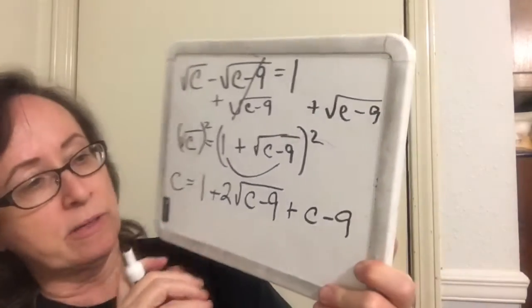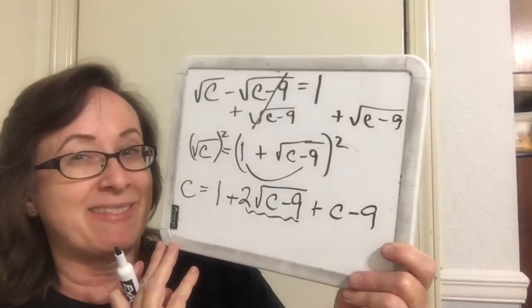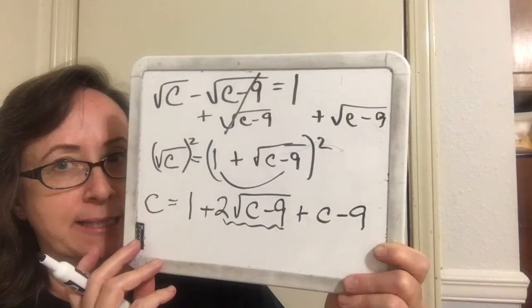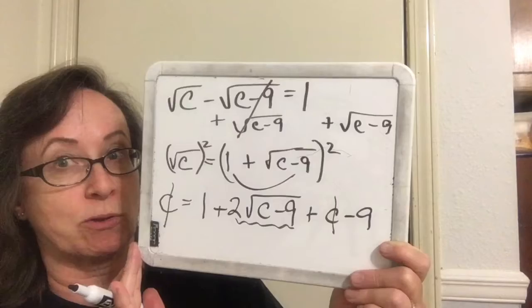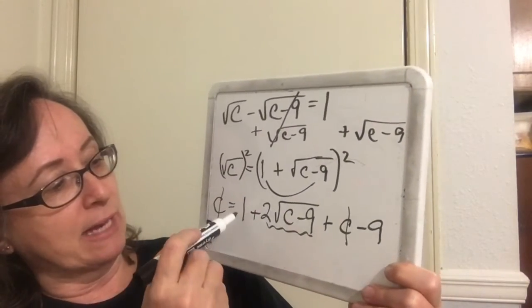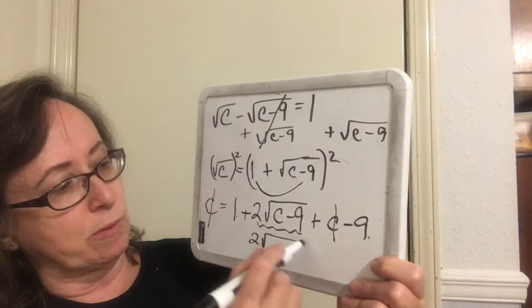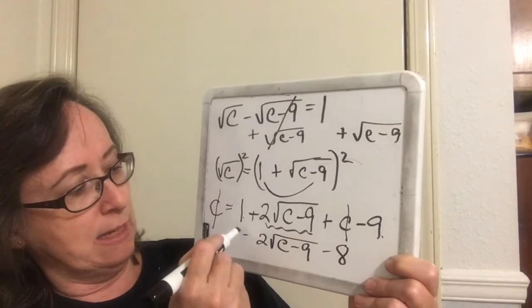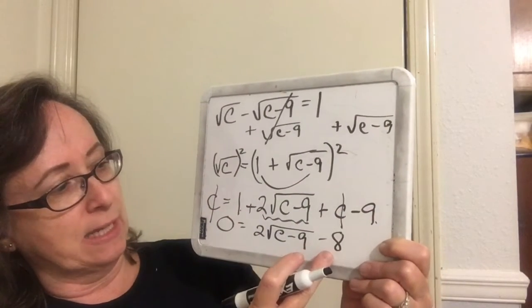Okay, so now notice I still have a radical term left. So now I'm trying to get that radical term on one side by itself. But notice how cool this is. I have a c on the left and a c on the right that I can just subtract from both sides. So they cancel out. So now I've got a 1 minus a 9. So I've got 2 square root of c minus 9 minus 8 equals 0, because this went to 0. And 1 minus 9 is negative 8.